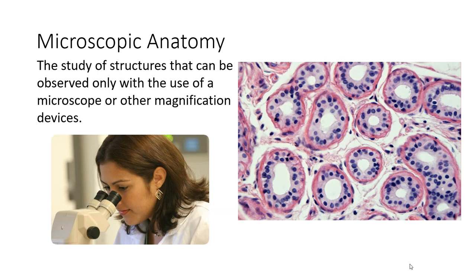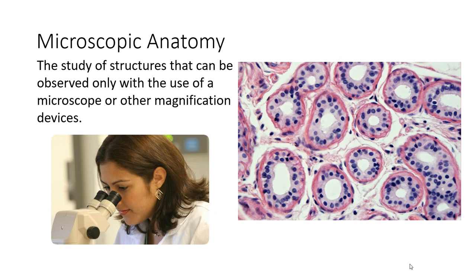Microscopic anatomy is the study of structures that can only be seen with the use of a microscope or some other magnification device. There are two divisions under microscopic anatomy. That is cytology, which is the study of cells, and histology, which is the study of tissues. We will explore each of these branches in more detail throughout this course.